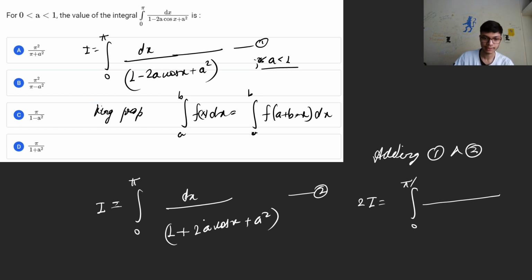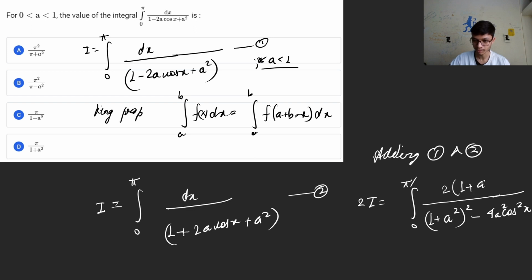You can solve this. Take 1 divided by, and club the numerator terms. You can easily solve this and get to the perfect square as 1 plus a square whole square minus 4 times a square cos square x. Okay, so you can simplify this result, and similarly the numerator will become equal to 2 times 1 plus a square dx. Since I did so, I just changed the limit of the integration as 0 to pi by 2 and 2 over here.